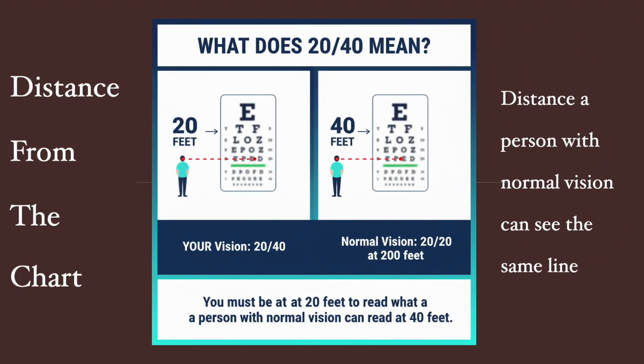But what if you have 20/40 vision? If you have 20/40 vision, that means at 20 feet, you can only see what a person with normal vision could see if they were standing 40 feet away from the chart. Essentially, your vision isn't as sharp and you need to be closer to discern the same details.